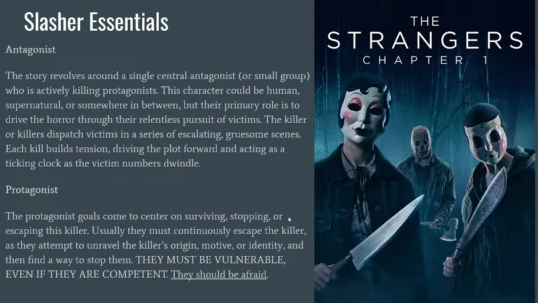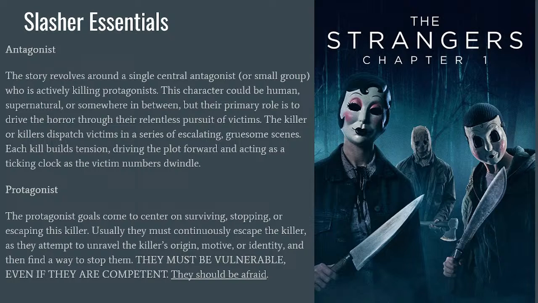So to begin with, the first and most essential core rule of a slasher is the antagonist. The story revolves around a single central antagonist or a small group, like the Strangers, who are actively killing protagonists, or perhaps threatening the protagonist and killing other characters in the movie. Usually those end up being the friends and family of the hero. We'll get to that in the next slide.